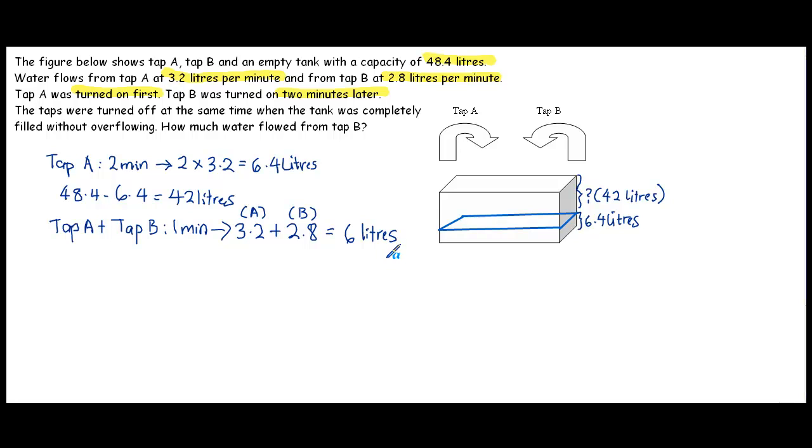Looking back at the tank, we have found earlier that we need 42 litres more to fill the tank. So if 6 litres flowed from both taps in 1 minute, 42 litres would flow in 7 minutes.